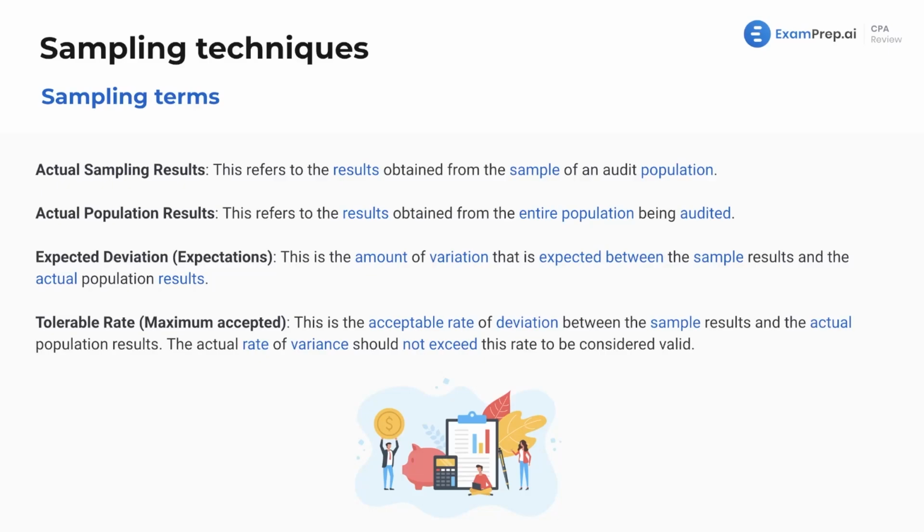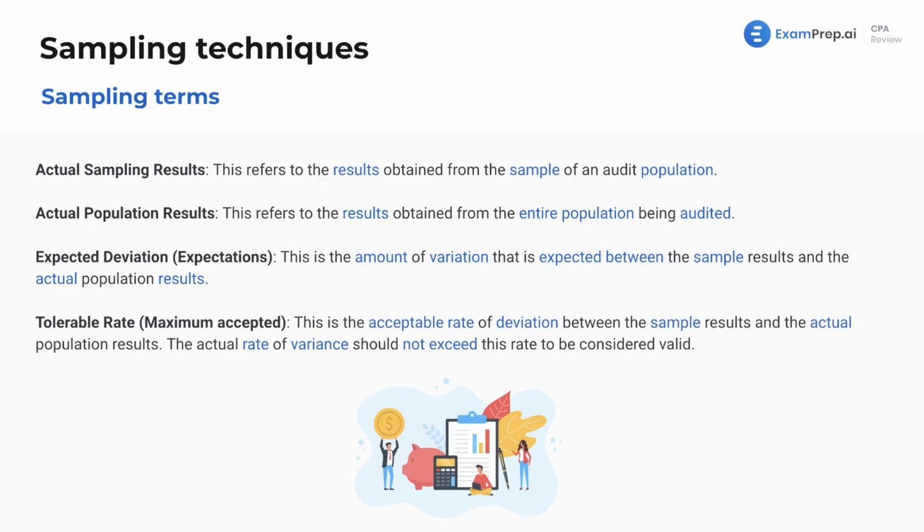Some terms. We got about 2 slides of terms, and we'll go through them. Now, when we're talking about the actual sampling results, this refers to the results obtained from the sample of an audit population. We're going to see that there's a process, just like this whole audit process, there's a whole process for sampling. That's going to involve assessing what you need to sample.